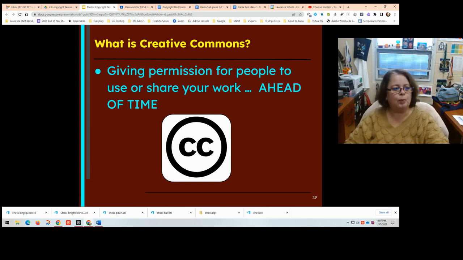Creative Commons is when you're giving permission for people to use or share your work ahead of time. It's indicated by the CC in a circle like this. Copyright is a single C in a circle. Creative Commons is CC.